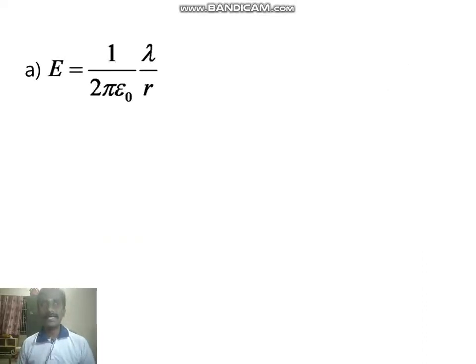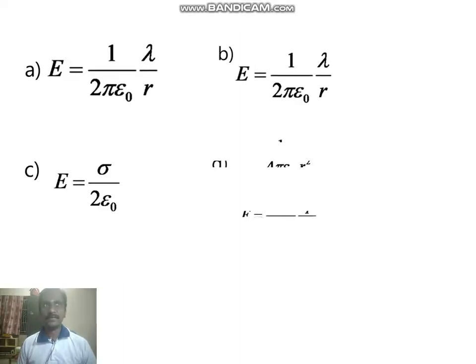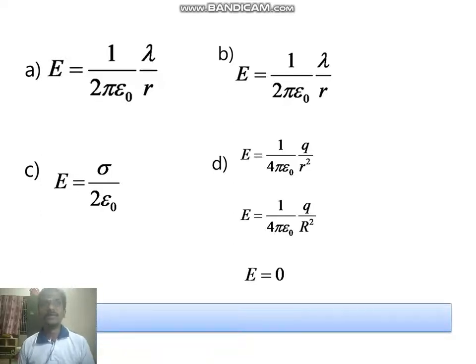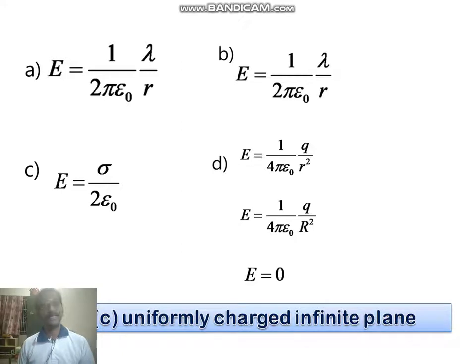So among the four options, in option A, option B and option D, there will be changes with the distance r. But in the case of option C, E equals sigma by 2 epsilon naught. In this case sigma is constant, epsilon is constant. So what will be the answer? Option C will be the correct answer, that is uniformly charged infinite plane.